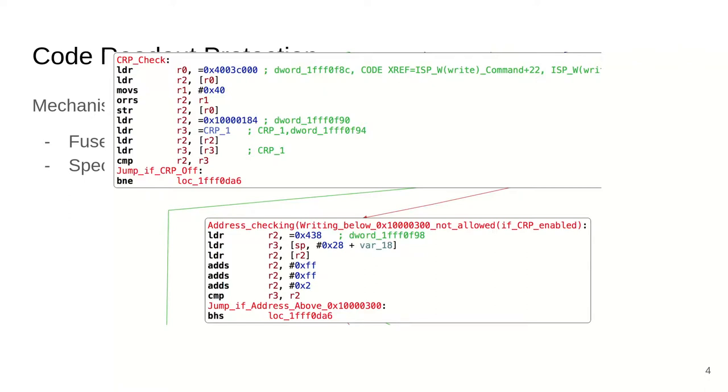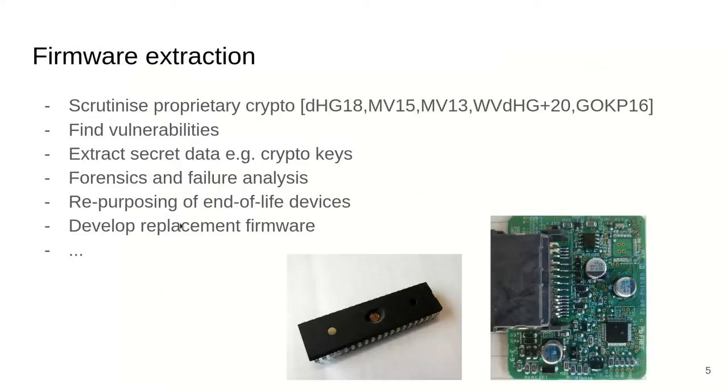So this is an example of the LPC bootloader binary, which is an ARM microcontroller. So you can see it reads the readout protection value, the CRP value, checks it against a static variable, CRP1, and then if it's off, it jumps further into the bootloader.